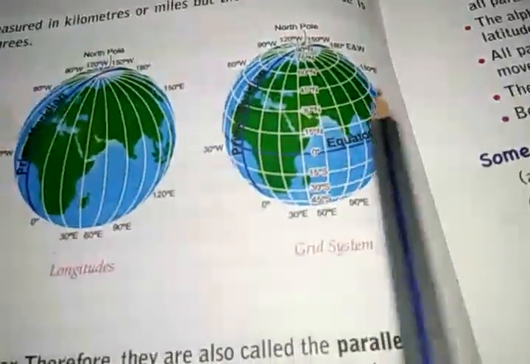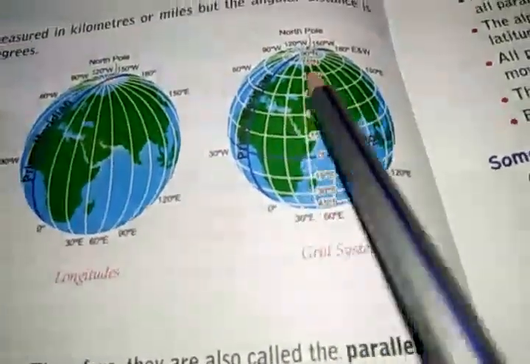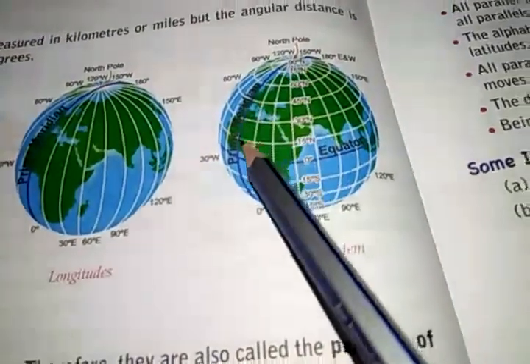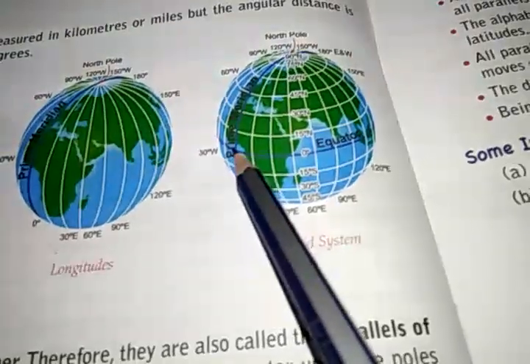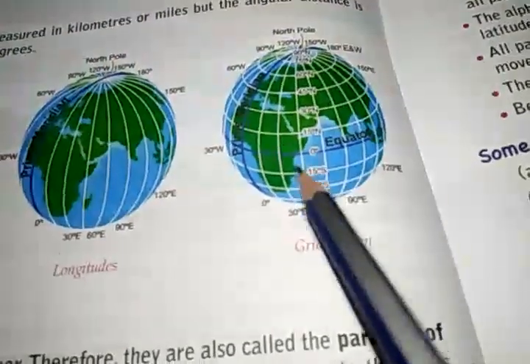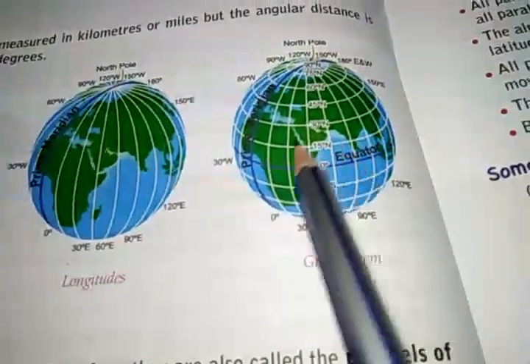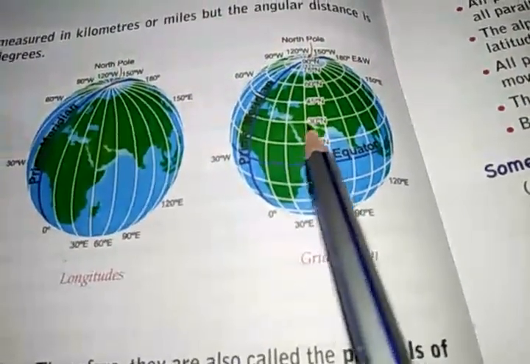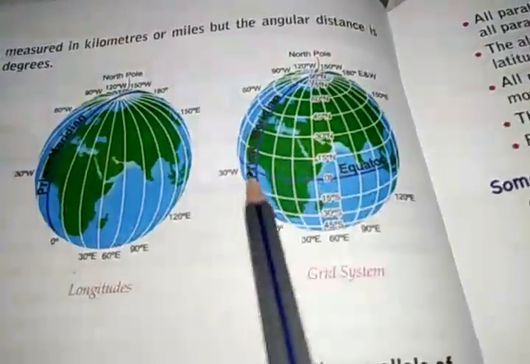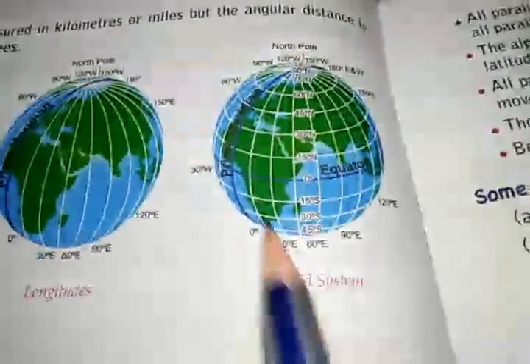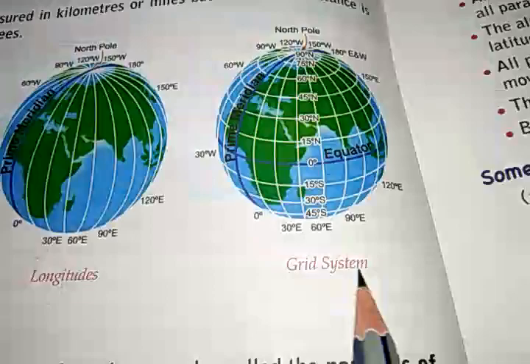And where the latitude and longitude intersect with each other, you can see they are cutting each other. The prime meridian is coming this side, and the equator, so they cut each other. So all the longitudes and latitudes, you can see that they cut each other, and they are forming a square box, roughly a square box. You can see these boxes are formed. This system is called the grid system.